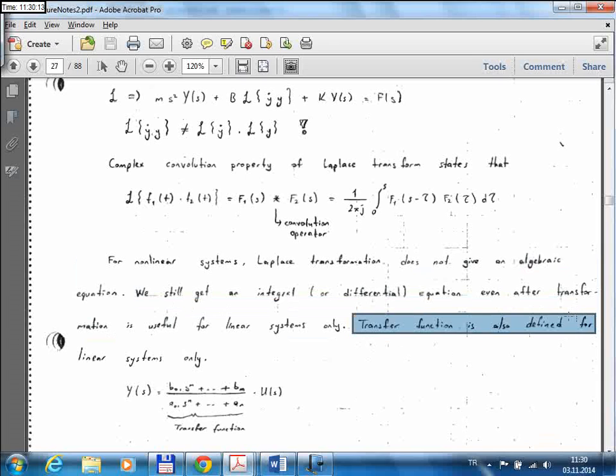I told you that we talk about transfer functions a lot. And every time we talk about a transfer function, it always indicates that our system is linear.